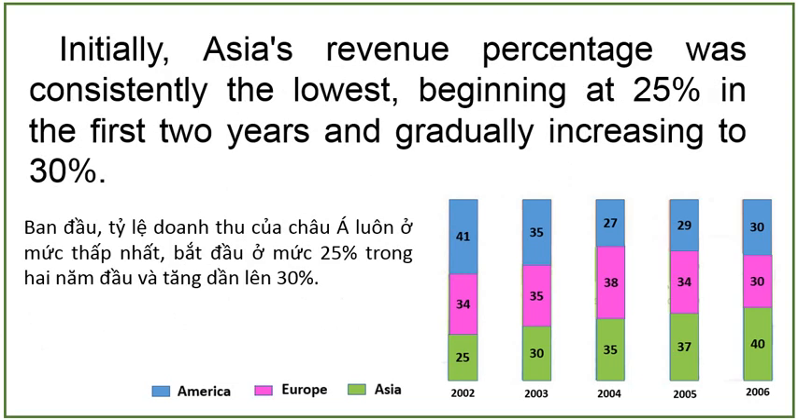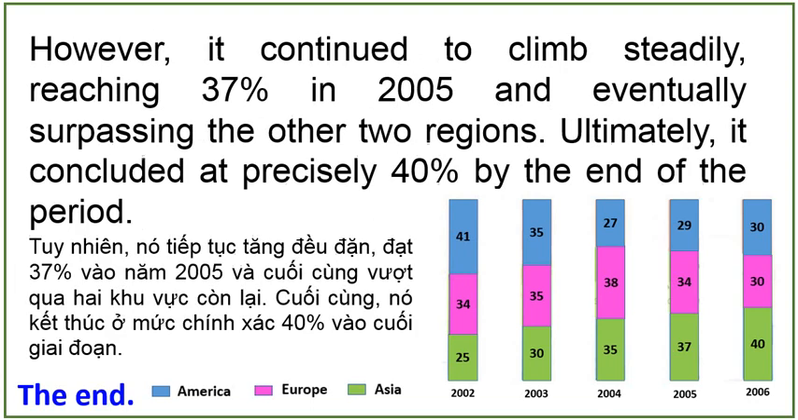Initially, Asia's revenue percentage was consistently the lowest, beginning at 25% in the first 2 years and gradually increasing to 30%. However, it continued to climb steadily, reaching 37% in 2005 and eventually surpassing the other 2 regions. Ultimately, it concluded at precisely 40% by the end of the period.